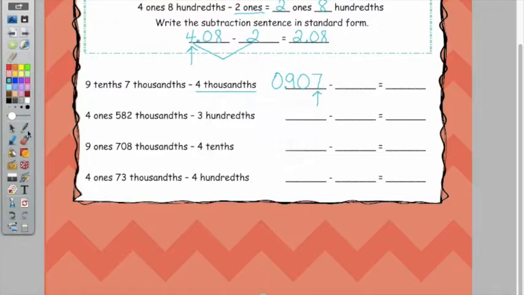Okay, so what place value am I changing here? The 7. And I'm subtracting how many? 4. Okay. 7 minus 4? 3.